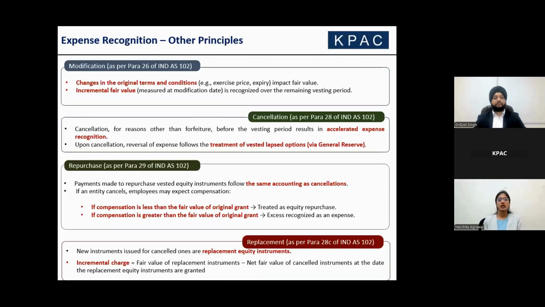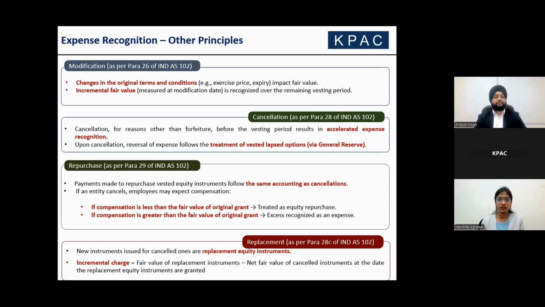Okay. Now that we have gone through the basics of ESOP expense recognition, let's talk about some situations where companies tweak their ESOP plans, like modifications, cancellations, repurchases, and replacements. These are fairly common, but they have very specific accounting treatments under Ind AS 102, and they can have a significant impact on the company's financials.